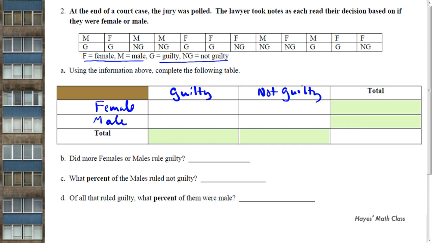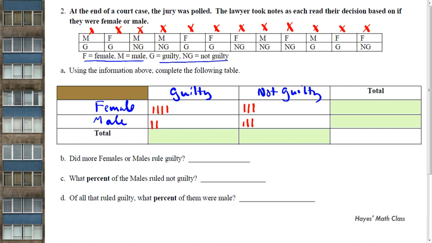So we have a male who said guilty. Male said guilty. Female said guilty. So this one is male guilty. This one is female guilty. So I'm going to put a tally in that one. Male not guilty is over here. Male not guilty here, female guilty here, female guilty here, female not guilty is there, male not guilty goes there, female not guilty, male. For those guys wondering why it's not unanimous, this would be something known as a hung jury, which would mean that they couldn't come to a conclusion.